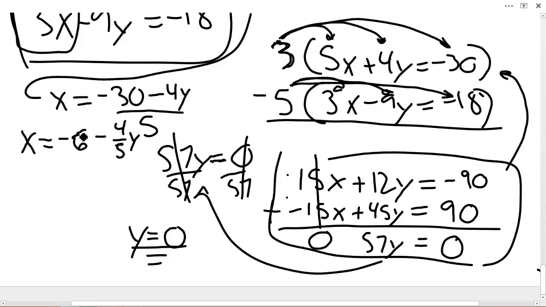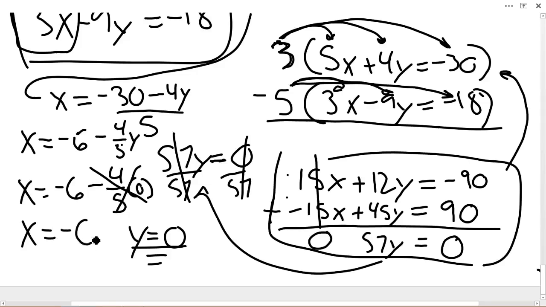Now all we have to do is just plug in our y into this equation, and then we'll get our x. So let's go ahead and do that, you guys. So we got x equals negative 6 minus 4 over 5, and our y we said was 0. So remember, 0 times any number just becomes 0, right? So this will just be cancelled out, become a 0. x equals negative 6.